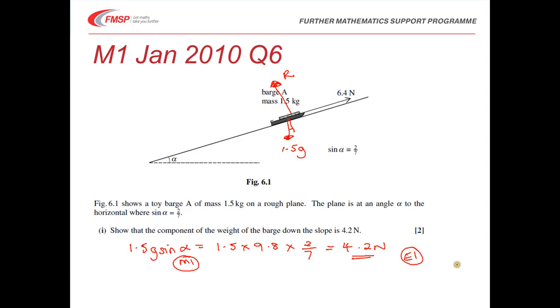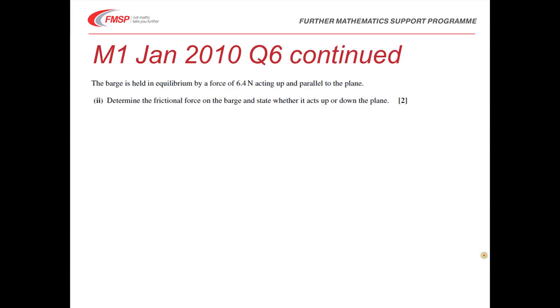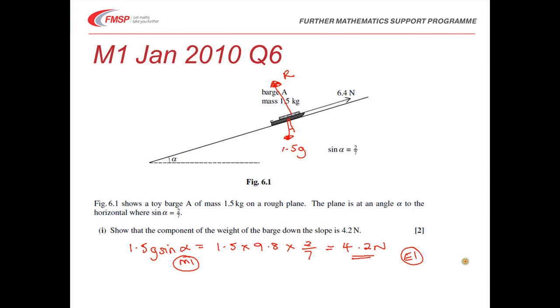Let's move on to the next part. So the barge is held in equilibrium by a force of 6.4 acting up and parallel to the plane. Determine the frictional force and state whether it's up or down the plane. Well, I'll add these onto my previous diagram. So 6.4 is up. You just have to make a choice. It doesn't matter if you get it wrong. The sign will just be different on your answer. So I'm going to assume the frictional force is down the plane like that.